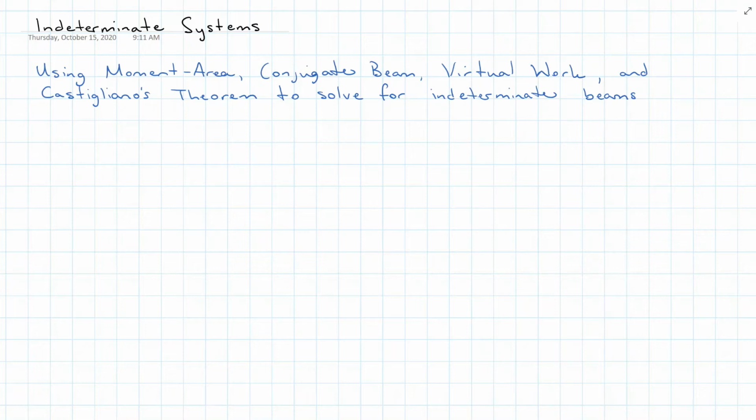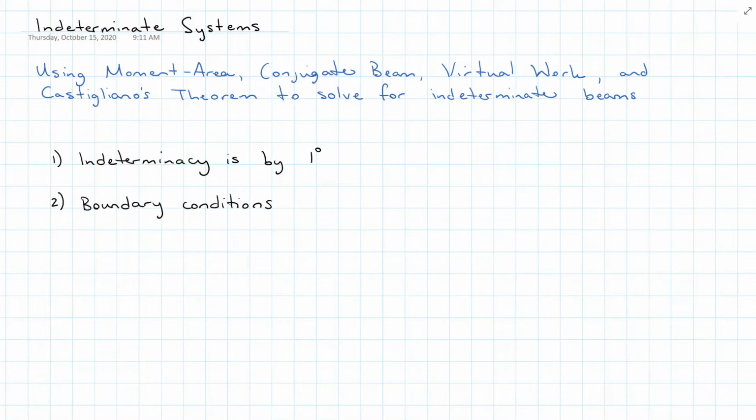In this segment, we're going to talk about solving for indeterminate systems using moment area, conjugate beam, virtual work, and Castigliano's theorem. Some important things to note. Number one, the indeterminacy of the beam is by 1 degree. Number two, we need to remember our boundary conditions.